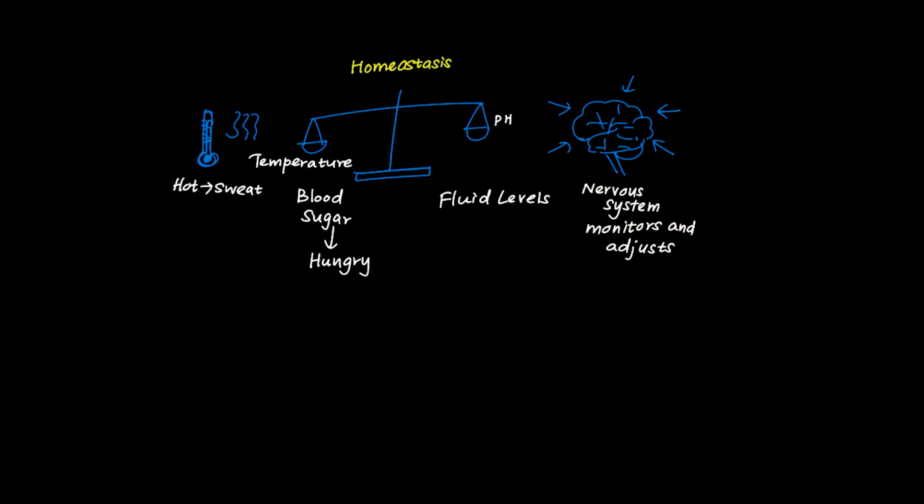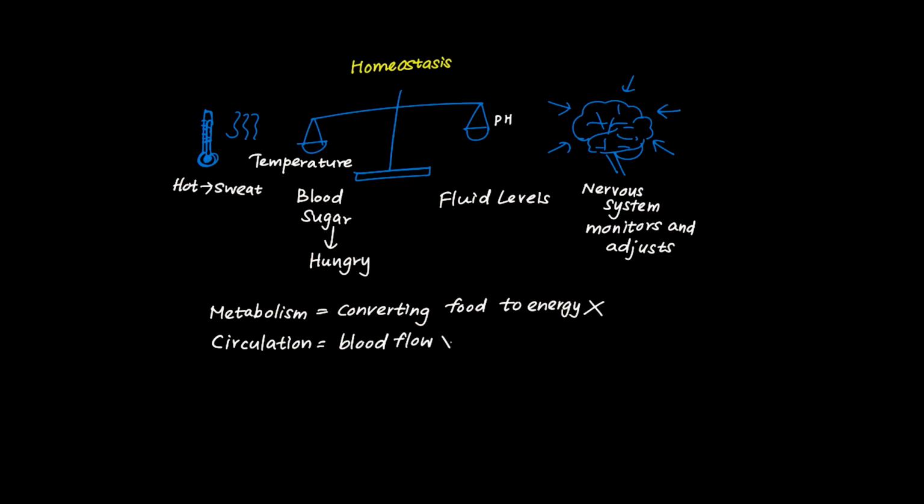Metabolism is how your body converts food into energy and building materials. It's a process, not a state of balance. Circulation is blood flow through vessels, respiration is breathing and gas exchange. Neither describes the overall concept of maintaining internal stability across all systems.